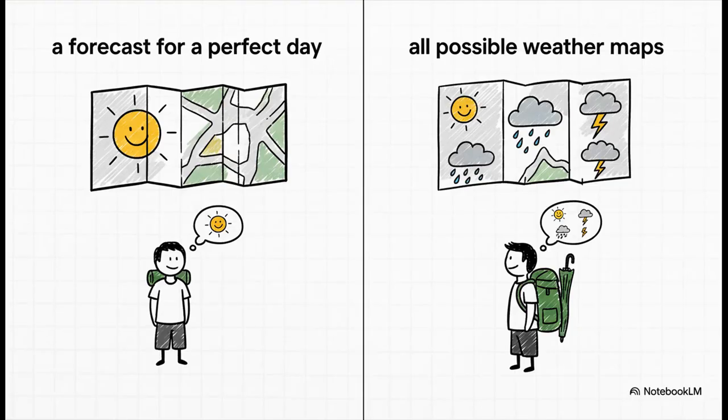I absolutely love this analogy. Just imagine you're a hiker getting ready for a big trip. You wouldn't want a forecast that only shows you the best-case scenario, right? A perfect sunny day? No way! You'd want to see all the possibilities, the chance of rain, the risk of a thunderstorm, so you can pack the right gear. That is exactly what a Monte Carlo simulation does for your finances. It prepares you for the journey no matter what the weather turns out to be.